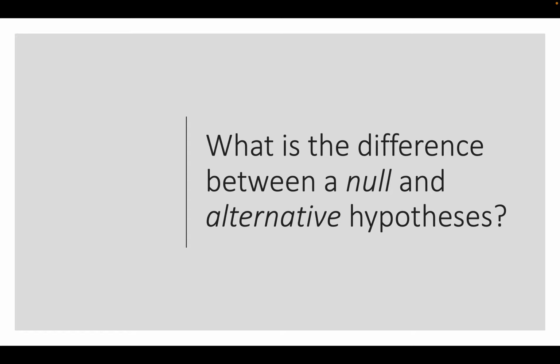Now, what is the difference between a null and alternative hypothesis? Well, your null hypothesis is the prediction that there is no relationship, and your alternative is a prediction that there is a relationship. And for each research question that you're testing, you'll need to state both a null and an alternative hypothesis. So we're going to look at each individually.